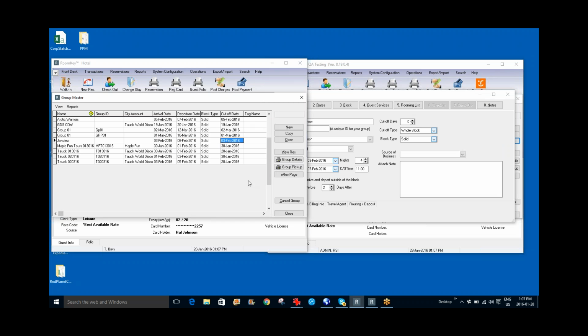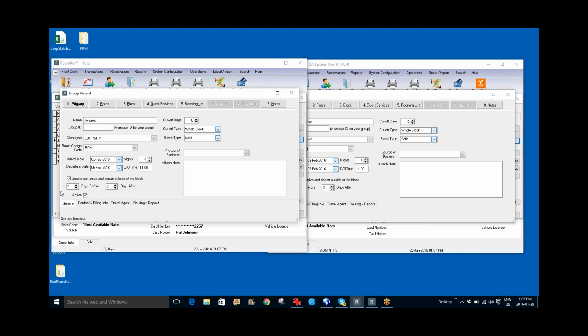Now, when we go over to the change that we're making, here I have the 4 pre-nights, but it's not taking that into account for the cutoff days. The second change is that prior to the release, the 0 cutoff days actually did not release the block. It was almost like 0 meant don't release at all.